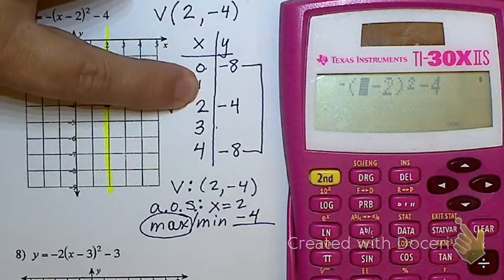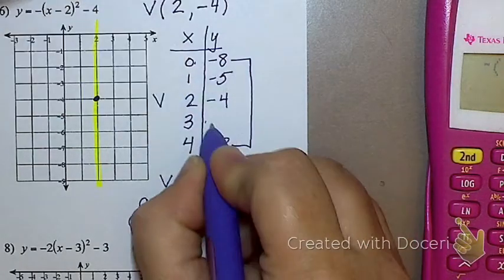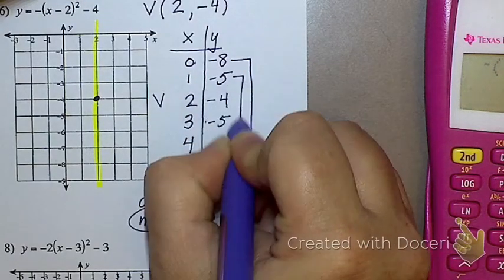1? Negative 5? And this one will also be negative 5 because of that mirror image.